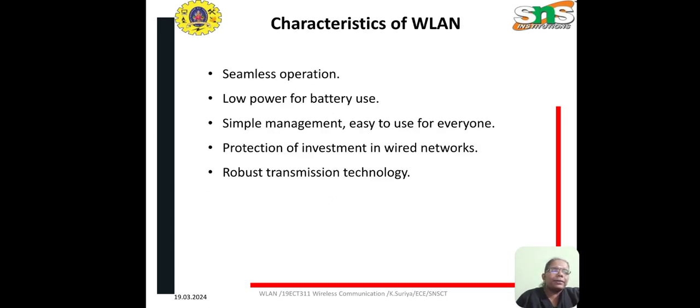So these are the characteristics of wireless LAN. It provides seamless operation, and it uses low power for battery. It's easy to manage, and it can be used easily by everyone. Protection of investment in wired networks is possible, and it has robust transmission technology.